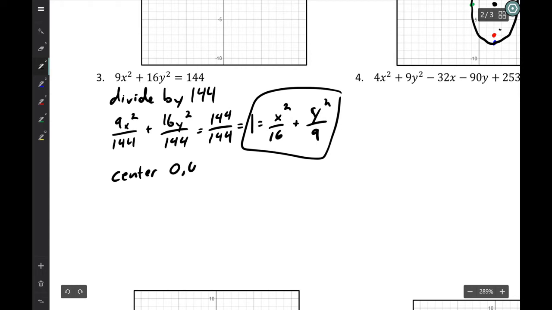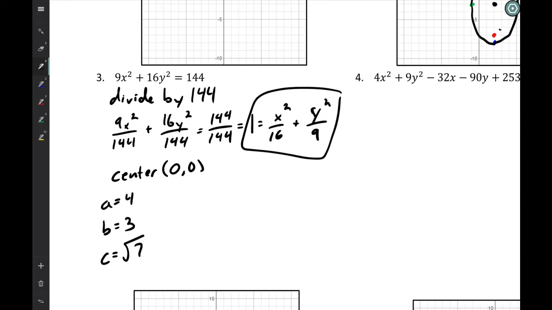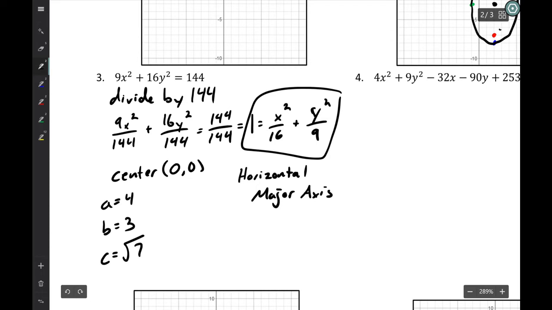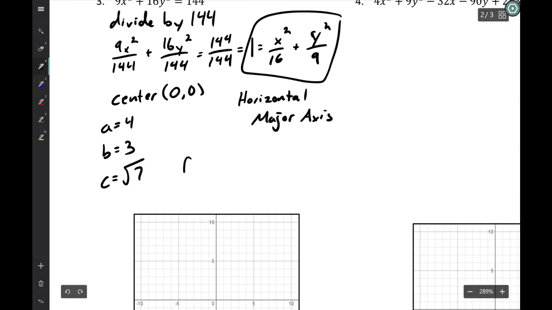is at 0, 0. And then I got 16 and 9. So that means A is equal to 4 and B is equal to 3. I can find C. 16 minus 9 is 7, so C is equal to the square root of 7. Getting some radicals in here, but that's not bad. And then I know that this is a horizontal major axis. Okay, and with that information I can plot and then use my graph to find my two foci.